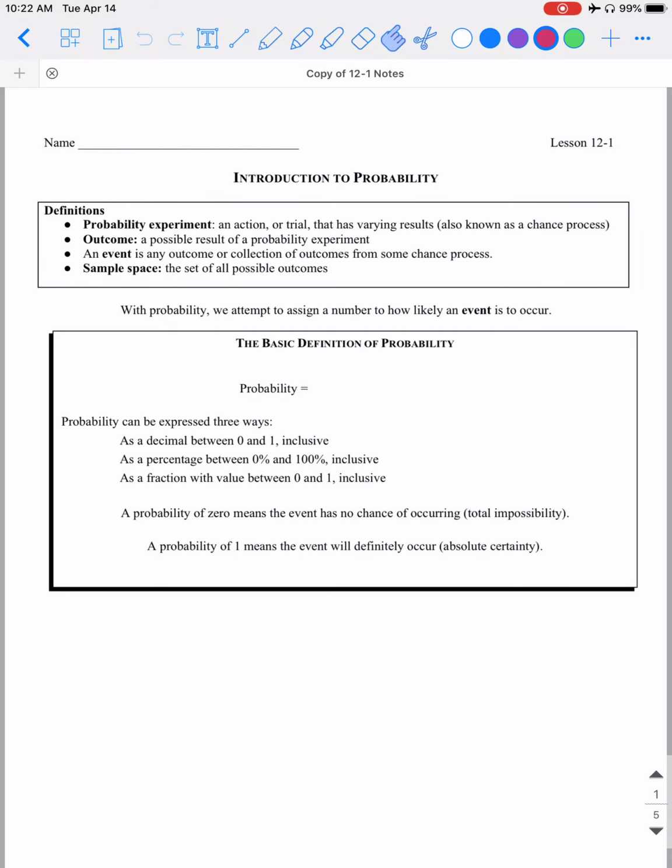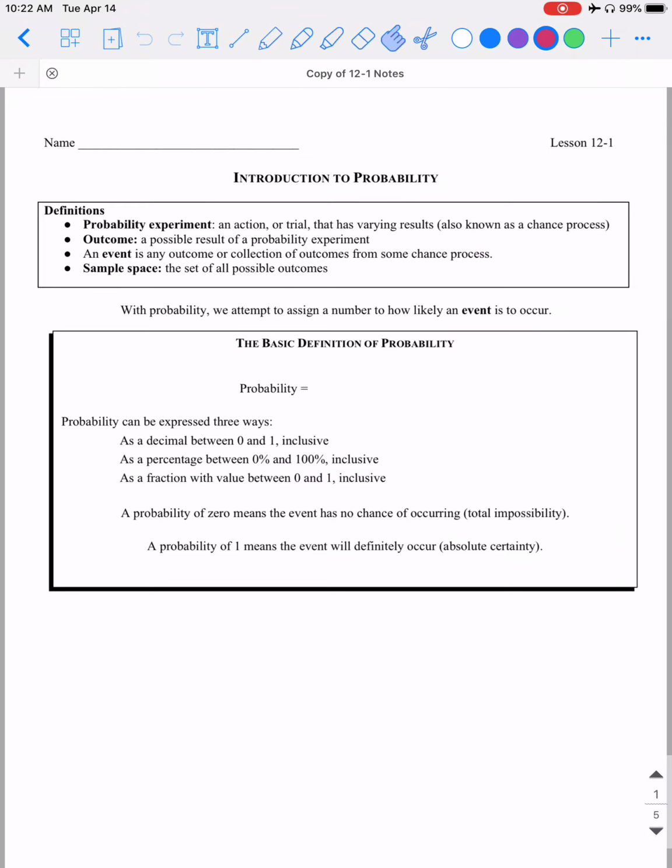Today we'll be starting a new unit on probability. This first lesson is just an introduction to probability, so our notes start off with some definitions. I'm sure you're familiar with a lot of these words already, so we have probability, outcome, event, and a sample space is just the set of all possible outcomes.